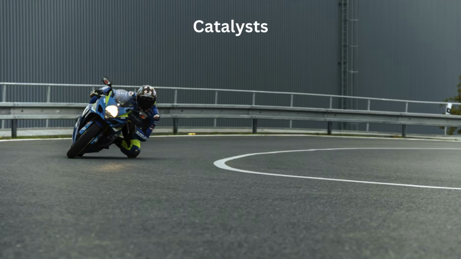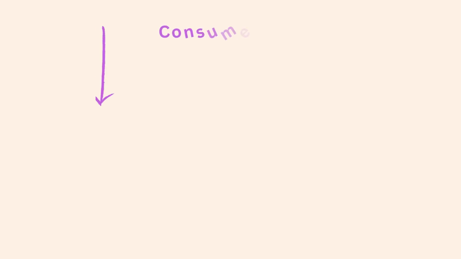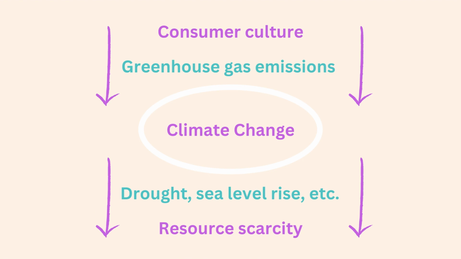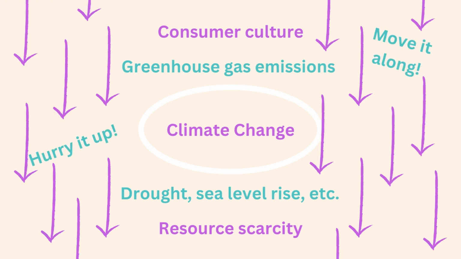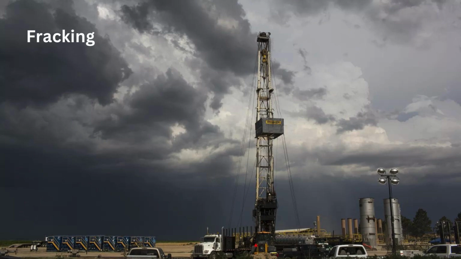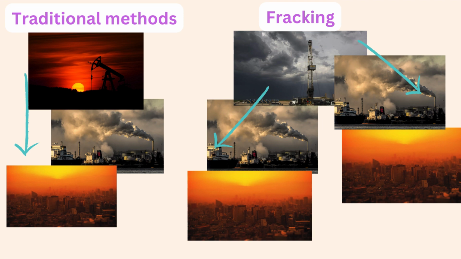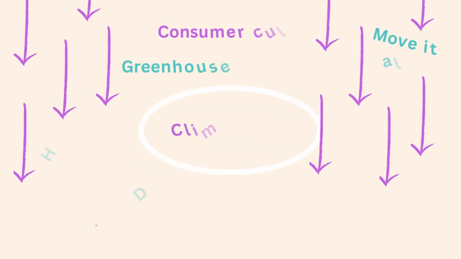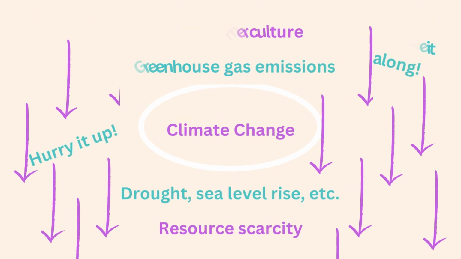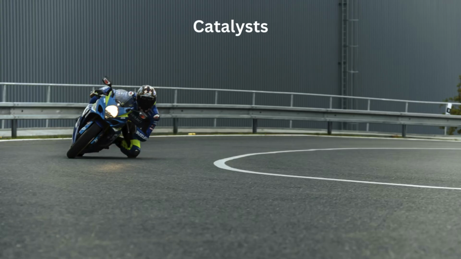Let's consider catalysts next. A catalyst is something or someone who speeds up a causal chain. For example, fracking is a method of extracting some fossil fuels. Fracking itself releases large amounts of greenhouse gases and further speeds up the process of climate change compared to other extraction methods. Because this method speeds up the process, we can call it a catalyst.